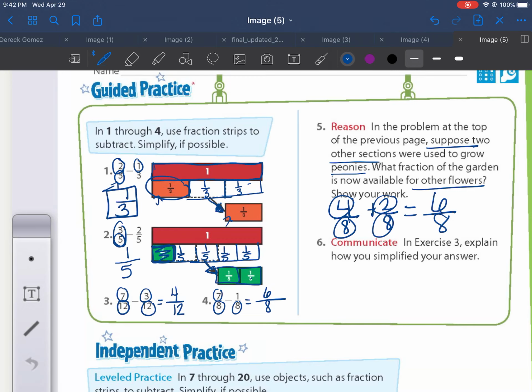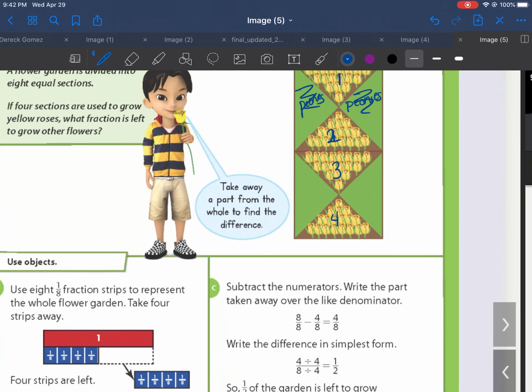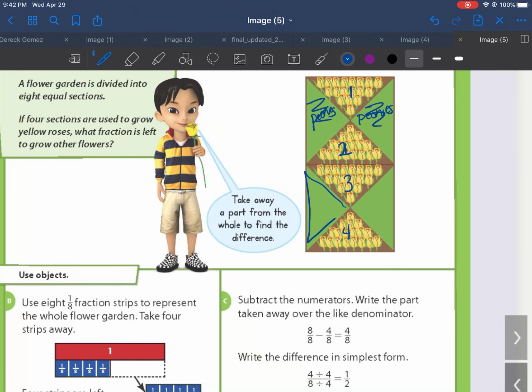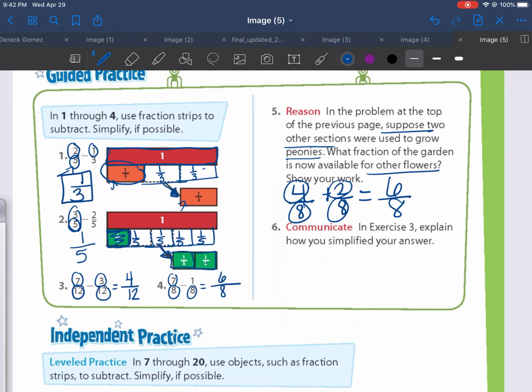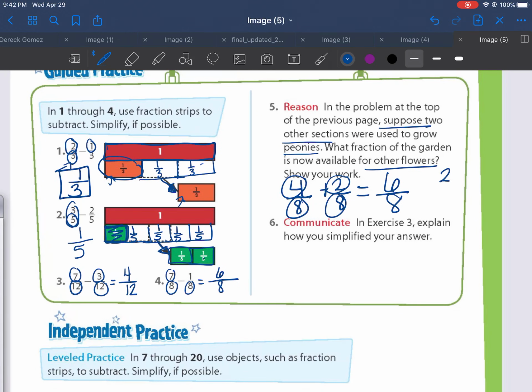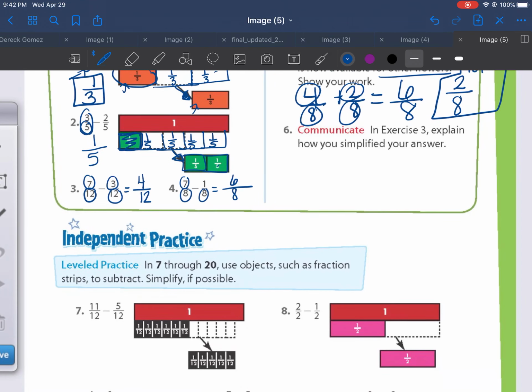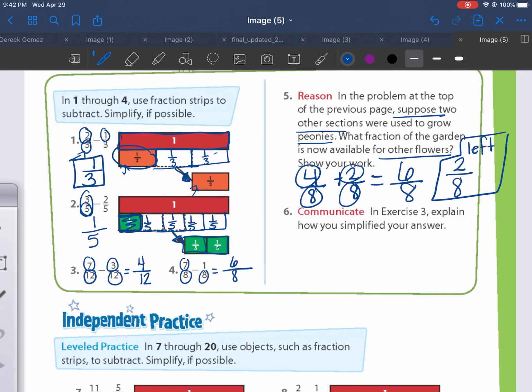So how many parts are being used? The denominator stays the same. 4 plus 2 is 6. So how many parts are still available to use? Well, this one's not being used and this one is not being used. So how many parts are left? There are 2 parts out of 8 left that could be used to plant more flowers.